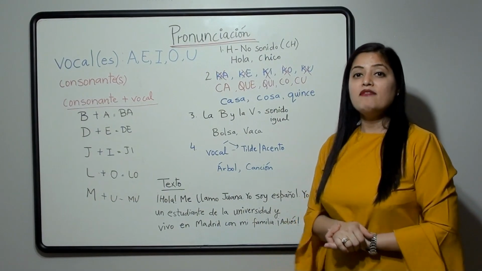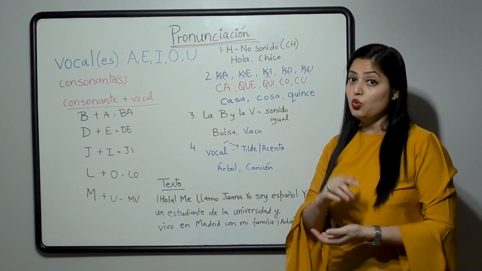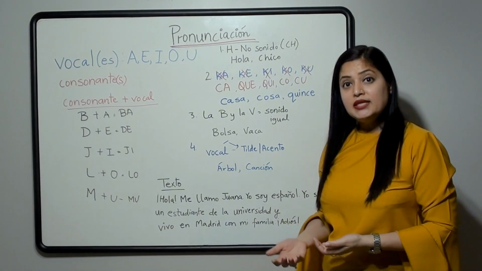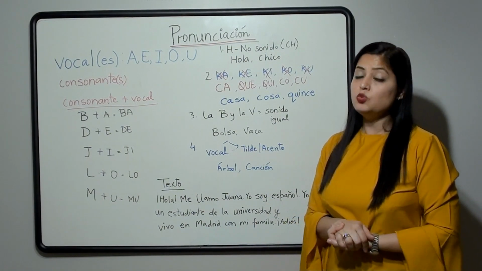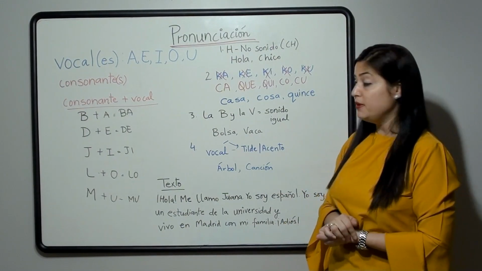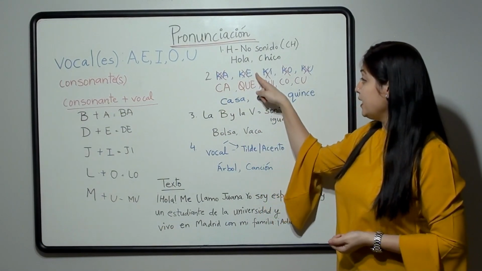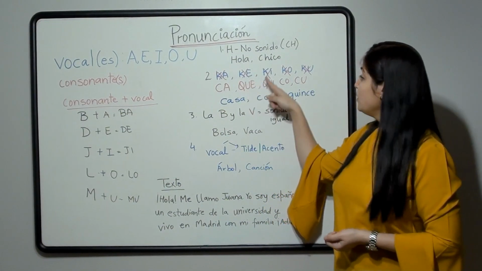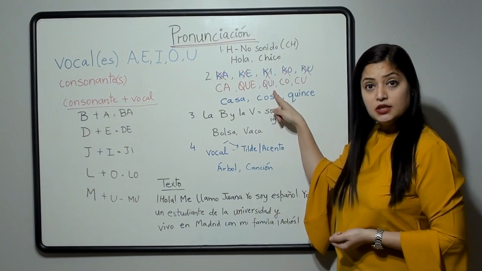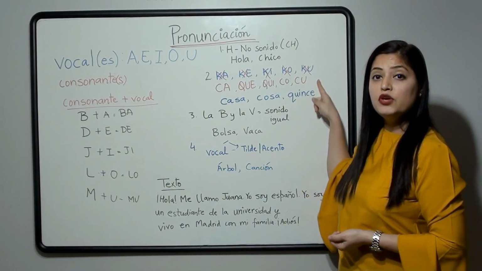Apart from that, we have a lot of sounds like ka, ke, ki, ko and ku in Spanish. But to write these sounds or to pronounce these sounds, we do not use the alphabet ka. Instead, we use the following combination. To write ka, we use this. To write ke, we use this. To write ki, we use this. To write ko, we use this. And to write ku, we use this.